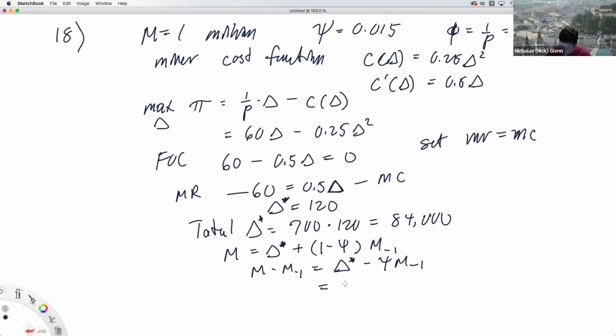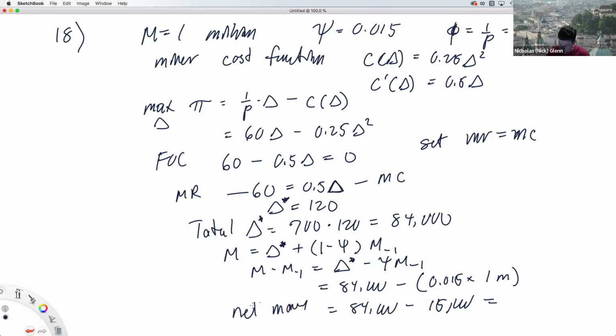Okay. All right. So let's just substitute in here. What do we have? For delta star for all the entrepreneurs, we said that was 84,000. What about money being lost? Well, that's 0.015 times 1 million. And what does that give us? That gives us 15,000. So net money creation, when we take into account the money that's been lost access to, that's basically out of the money supply now because nobody can actually use it, plus the money created by these miners each period, is going to give you 69,000.